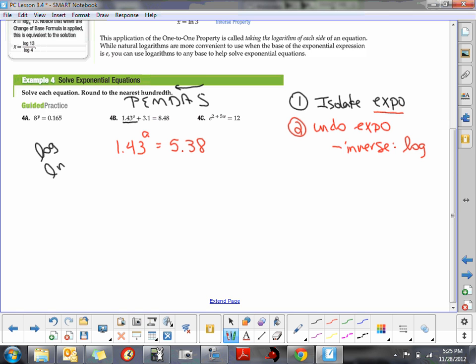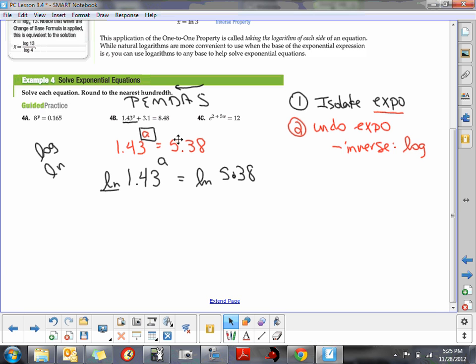For me, the two choices are pretty set. It's either natural log or common log. As long as you use either one of those, it'll undo our exponent, because we'll be able to use our log rule. So I'm just going to use a natural log. It's a little bit shorter. That's how I guess made that determination. The natural log of 1.43 raised to the a. Whatever I do to one side, I took the natural log of the left, I must do the natural log on the right, so the natural log of 5.38. So we took the logarithm of both sides, so log property of equality.